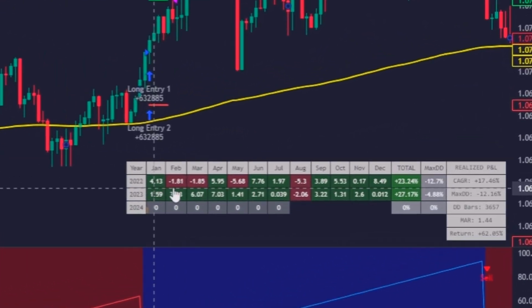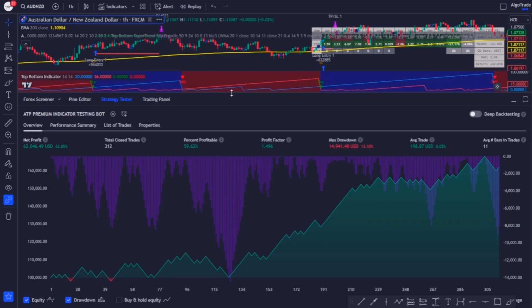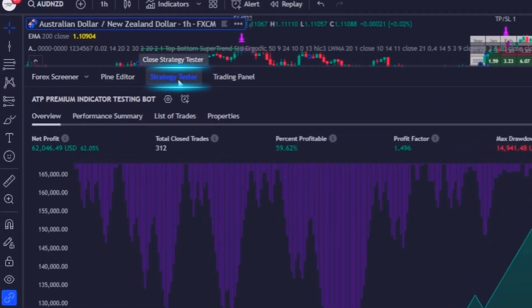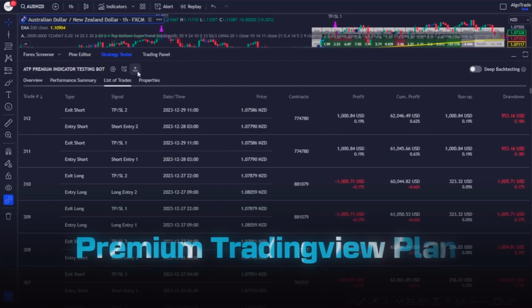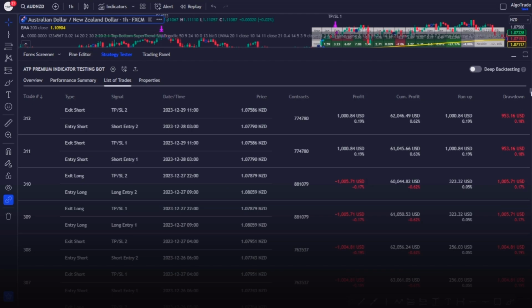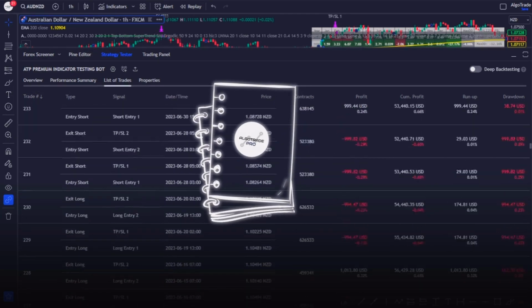It also provides monthly results here and overall statistics for each asset I want to backtest in the Strategy Tester tab. And since I have the premium TradingView plan, I can download all the trades the bot executes, which I will use to create the trading journals.